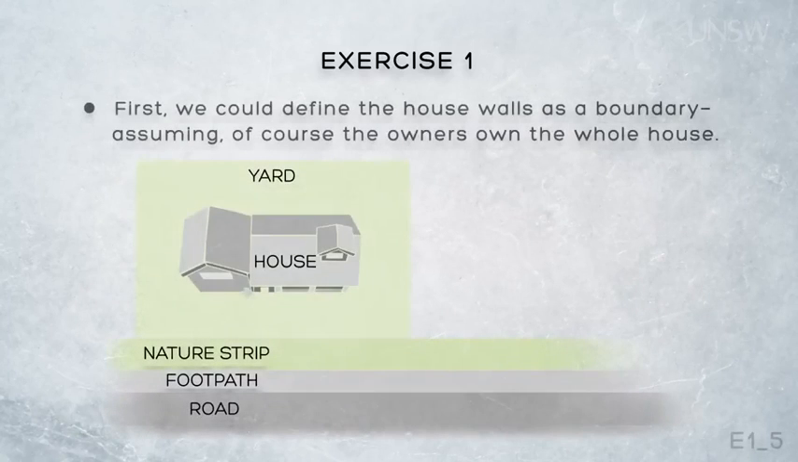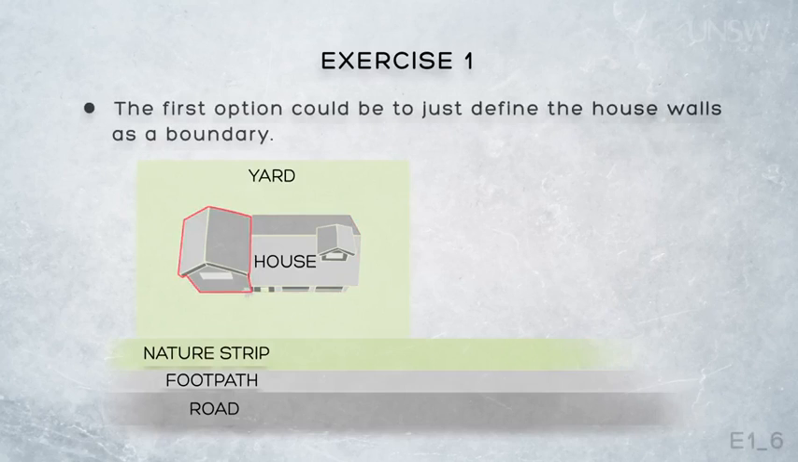The first option might be to define the house walls as the boundary of the system. That of course assumes that the owners own the entire house. If they share the house, we'd have to draw our boundary around that bit of the house which they owned. So let's assume they own the whole house.